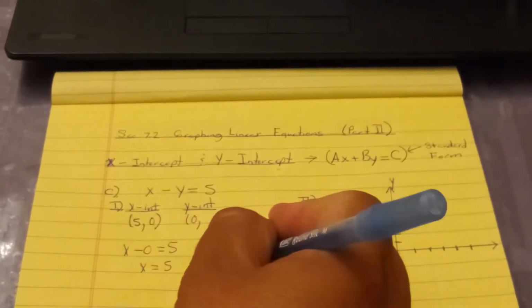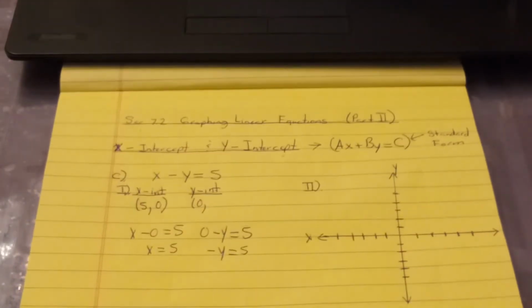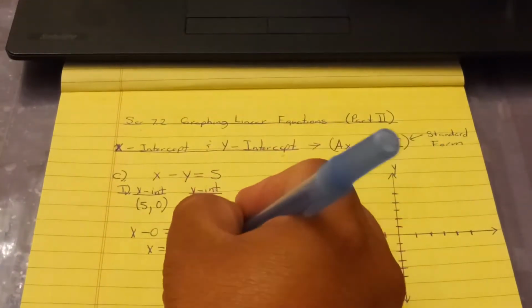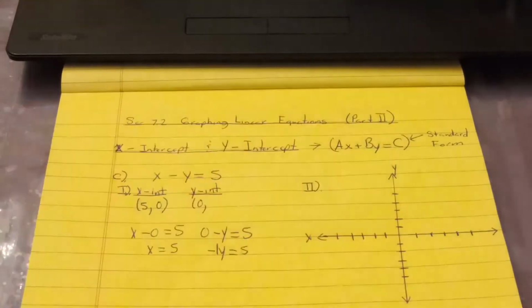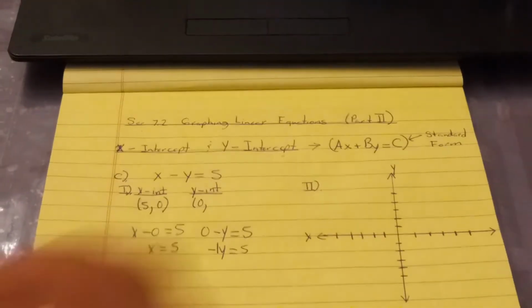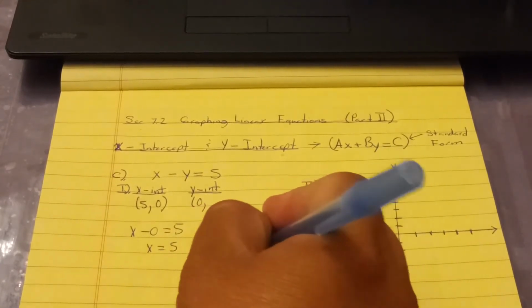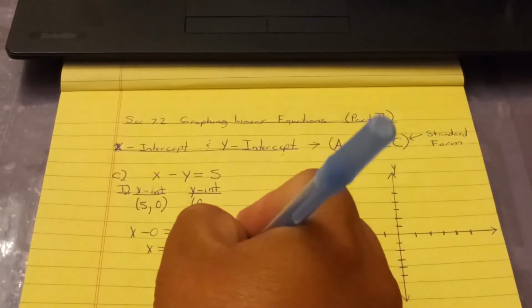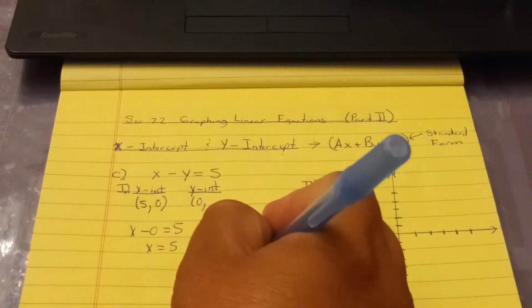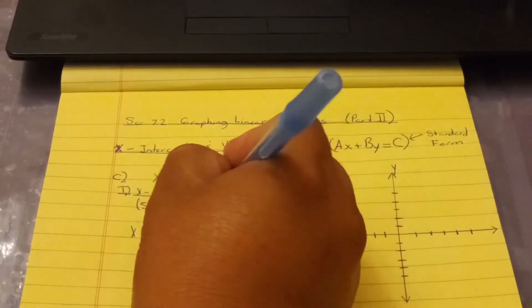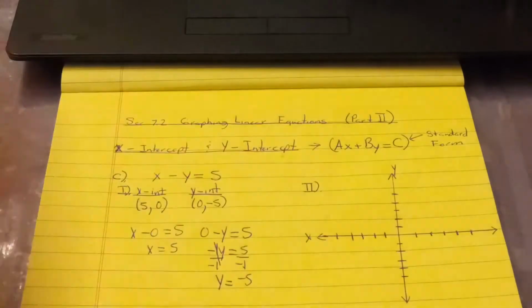But remember, we cannot leave a variable with a negative. So this is like saying that you have negative 1 in front of there. And we simplify it. So we divide this by negative 1, divide by negative 1, so y equals negative 5. So that is your y-intercept, 0, negative 5.